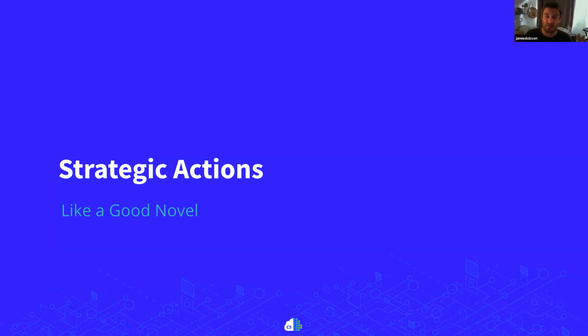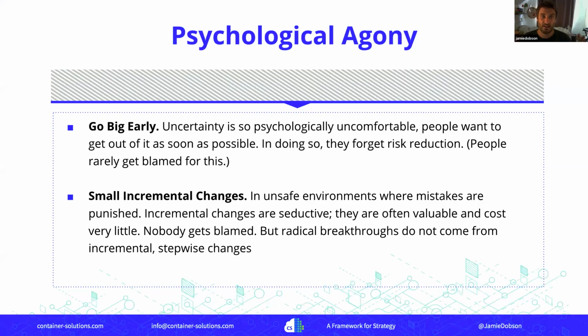Strategy is emergent. It moves forward via actions, like a good novel, right? That's how it works. So how do we take actions in the face of such deep uncertainty? Well, occasionally, when we're being a bit naughty, we do one of these two things. These are not very wise ways to take actions to create movement, but they are very common. Psychologically, uncertainty is absolute agony for human beings, for me and for everybody on this call.